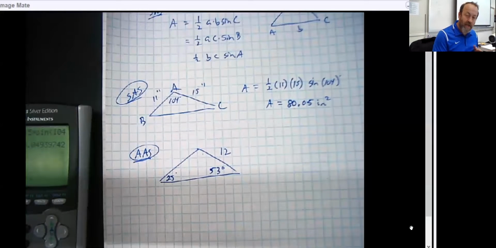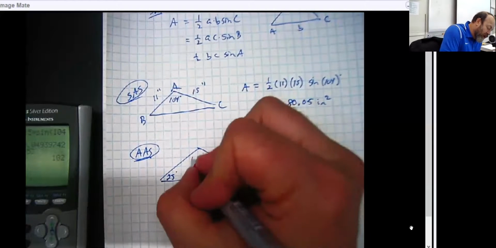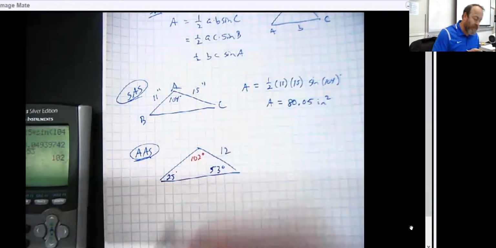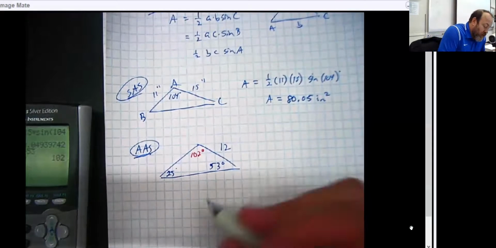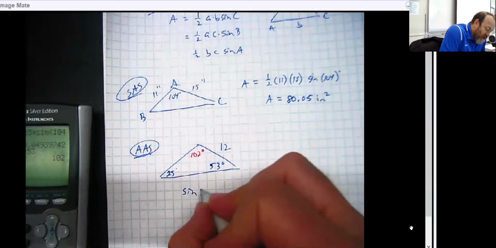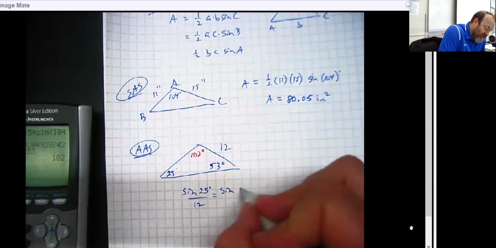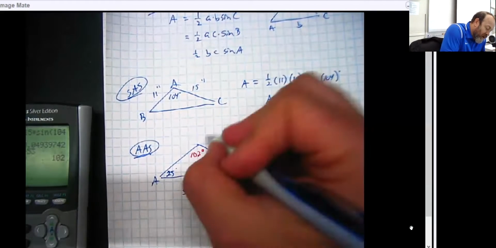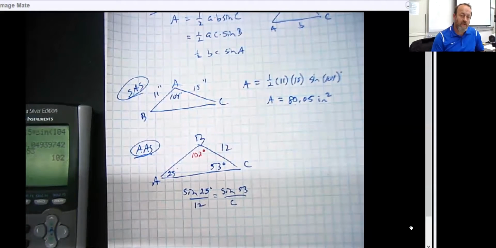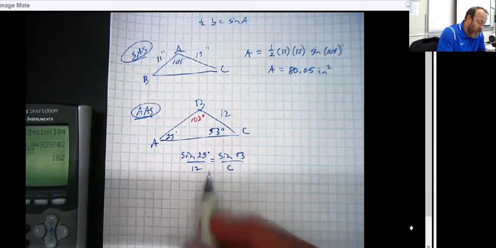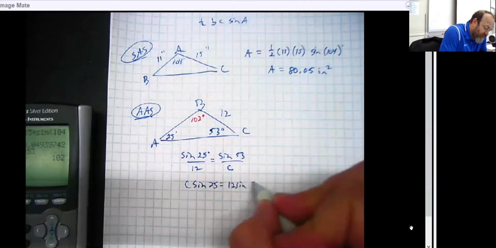I'm going to start by taking 180 degrees, take away the 25 and the 53 that I know, and I know that that's 102. I put that in red because that's new information. Now I'm going to use the law of sines and say the sine of 25 over 12 would be the sine of 53 over C. Now I can do just like we've done in previous videos: cross multiply and do a quick division.